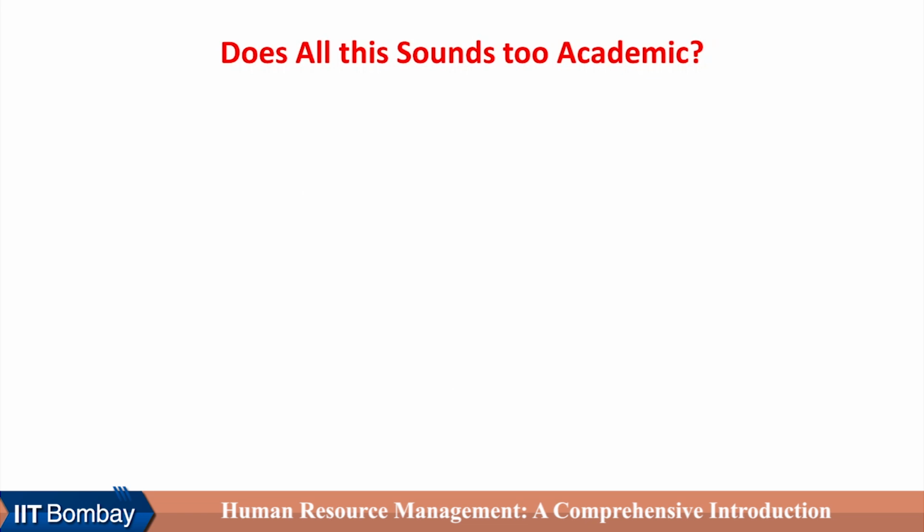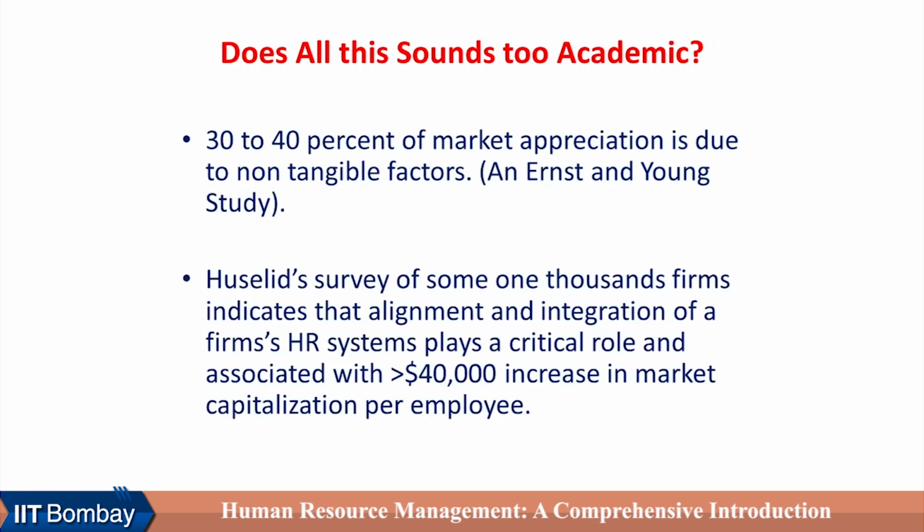And if you think this sounds too academic, you must look at these studies. There are many studies; here we have incorporated only 2. One very large study was commissioned by Ernst & Young to look at the impact of robustness or maturity of HR processes, and we will talk about maturity of the processes a little later in the form of the competency maturity model. But this Ernst & Young study looked at the different intangible factors related to morale, motivation, leadership, leadership role modeling, etc. So these intangible things which generally come under the ambit of HR function, they found that 30 to 40% of the market appreciation is due to the non-tangible factors in any industry.